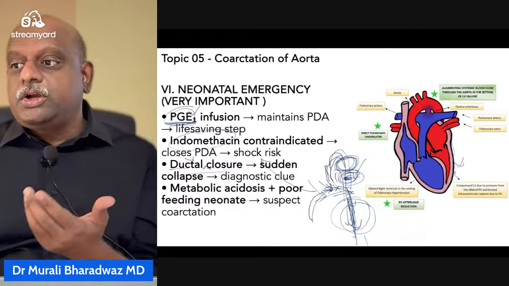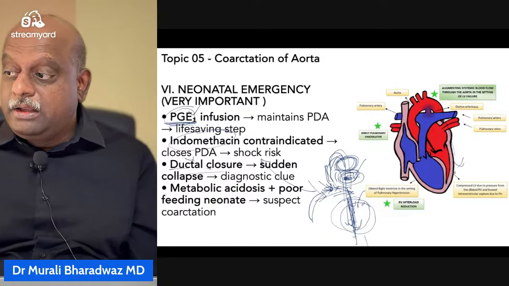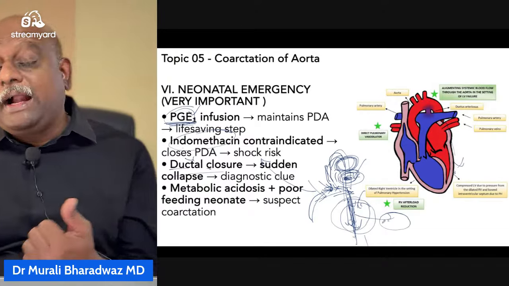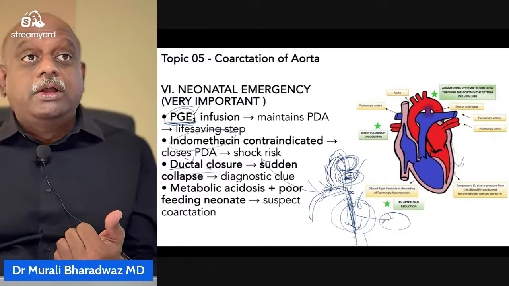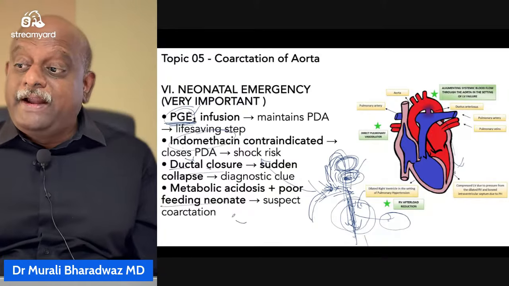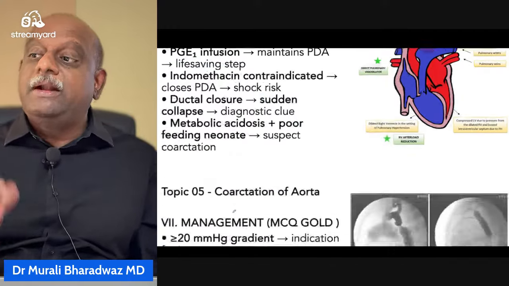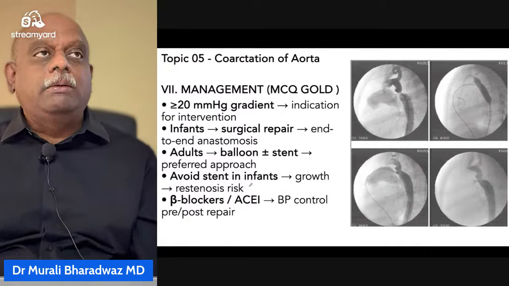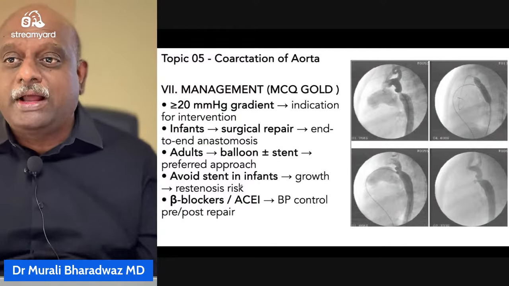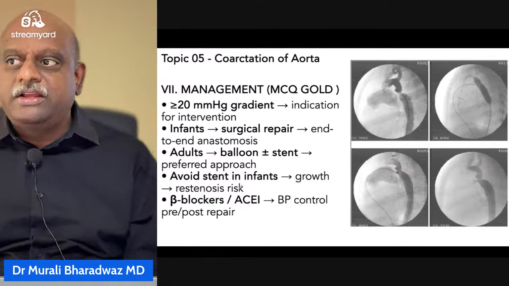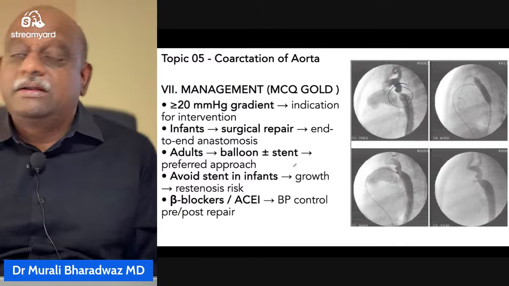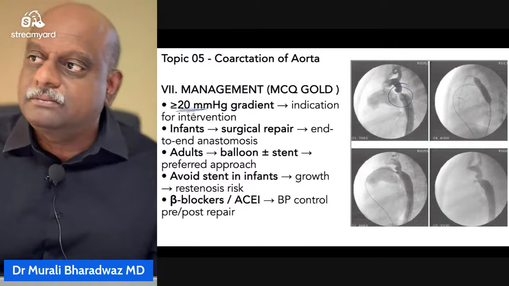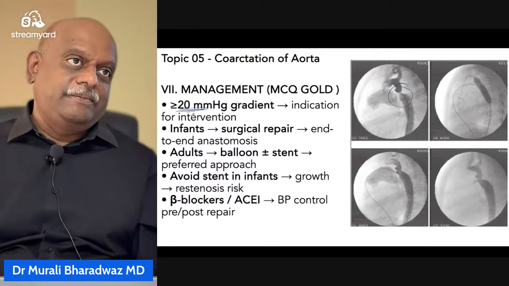So how do you know that there is a shock? Whenever there is shock, there is poor perfusion to the tissues that leads to lactic acidosis, metabolic acidosis. So any metabolic acidosis in a poorly feeding neonate, you should suspect the possibility of coarctation. So how do you manage coarctation? Tomorrow, some of you will become interventional cardiothoracic surgeons, cardiologists. The moment the gradient across the coarctation is more than 20 mm, that's an indication for surgery.